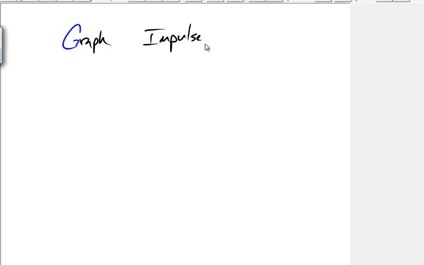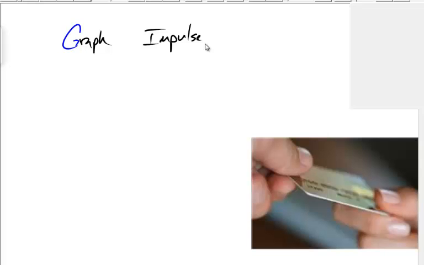Oh, I thought we were going to graph the wasteful spending around the holidays. Let's do the change in momentum thing now.